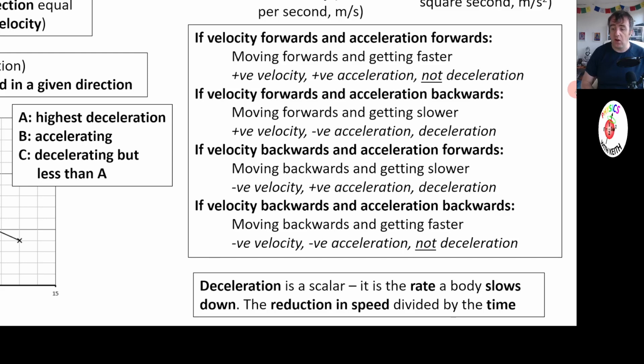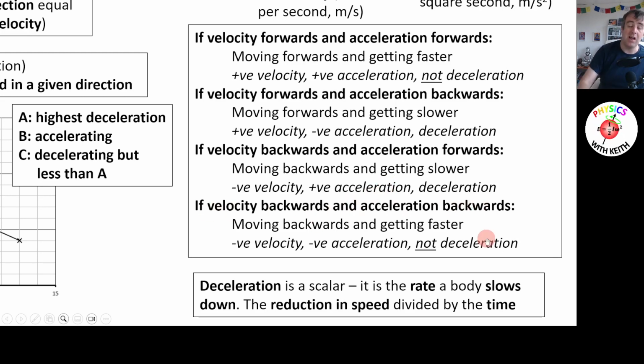Let's have a look at number 3 and number 4. So number 3, the velocity is backwards and the acceleration is forwards. And the velocity is backwards, so it's negative, but our acceleration is forwards, so it's positive. Well, in that case, if our velocity is initially negative, but we've got a positive acceleration, our velocity magnitude is decreasing. We're slowing down. So as we're slowing down, we are decelerating. So our velocity is backwards, but our acceleration is forwards. We are slowing down. We are decelerating despite having a positive acceleration.